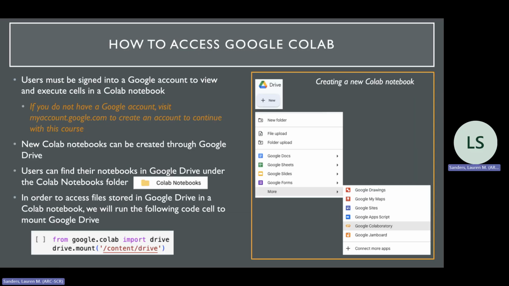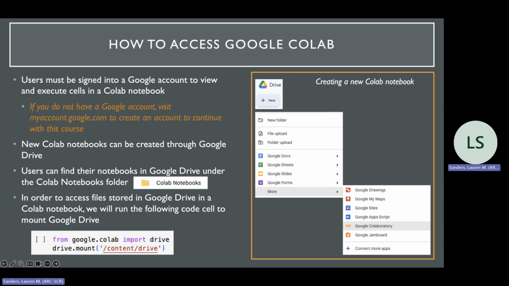So in terms of how to access Google Colab, we will be providing links to Colab notebooks at the beginning of this course that you'll run through and look at the output of the code and have some edit access. But the thing is, all users have to be signed into a Google account in order to view and execute the cells in a Colab notebook. So if you don't have a Google account, you can visit myaccount.google.com to create an account and then continue on with this course.